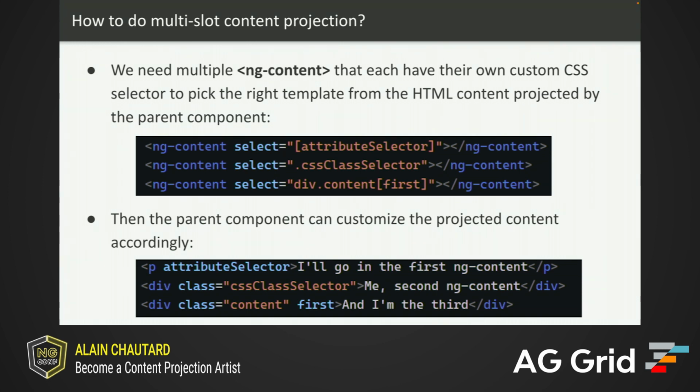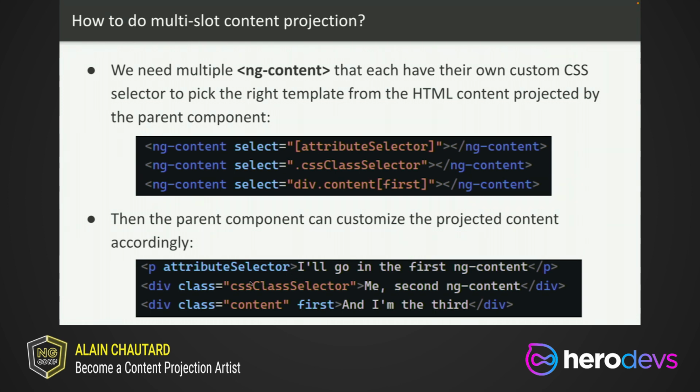So to do this, we're going to use multiple ng-contents. And each of these ng-contents is going to have a query. So it has a select attribute, which is going to decide which element to get from the parent component based on the CSS selector that we pass as a parameter. So you can use any sort of CSS selector. The first one up here is an attribute selector. So it would select any element that has attribute selector as an attribute.